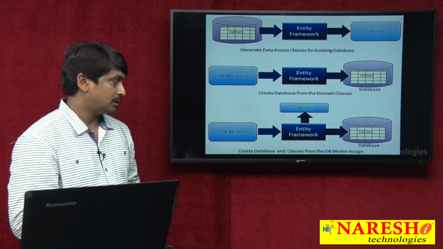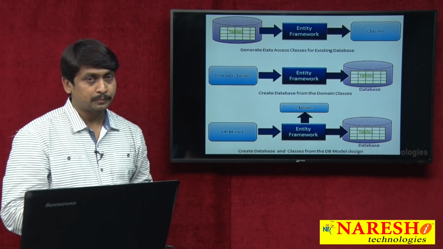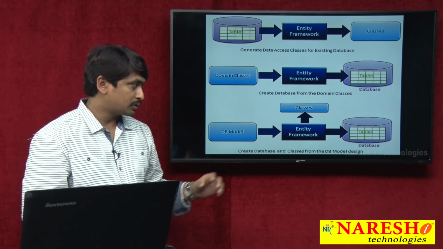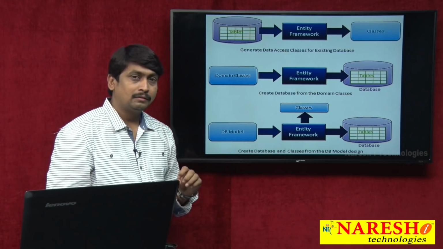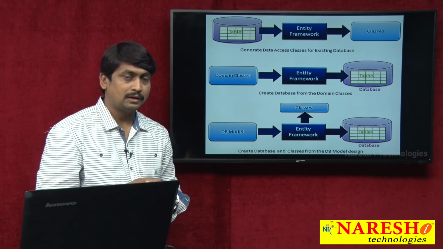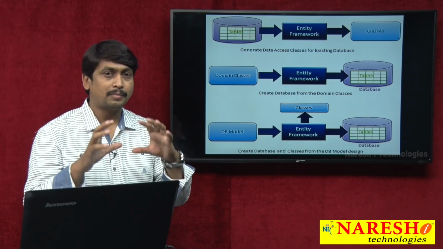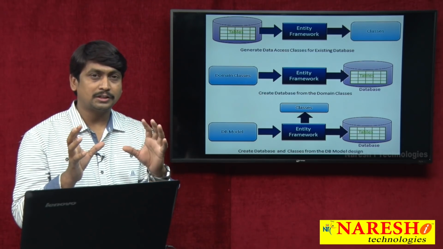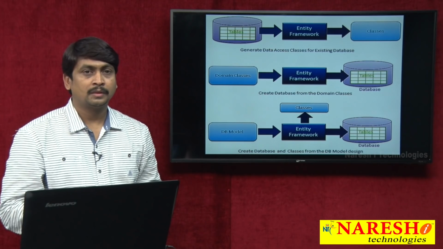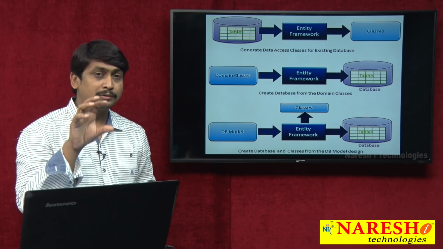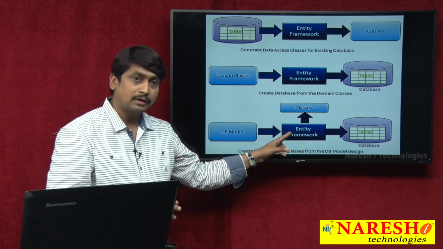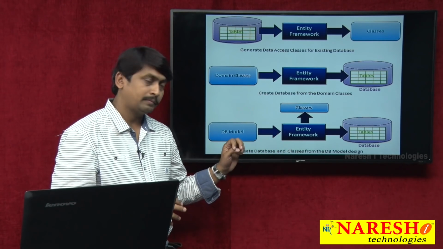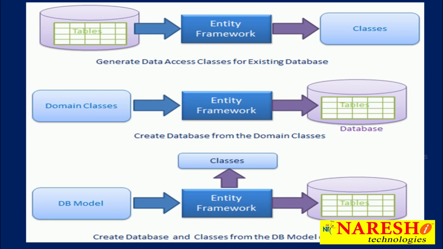And the third situation is the model first approach. In model first approach, we will design the visual designer. The visual designer comprises all the relationships in a diagrammatic form, and from this visual designer, Entity Framework will generate the classes as well as the database tables.